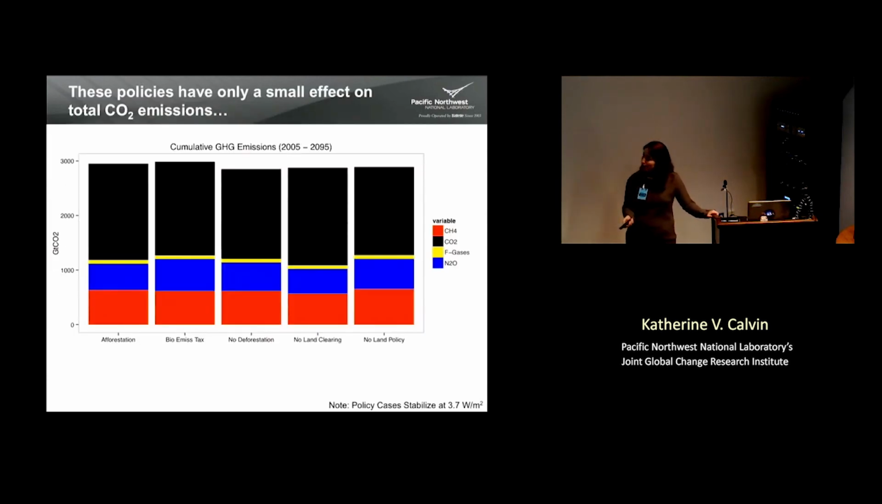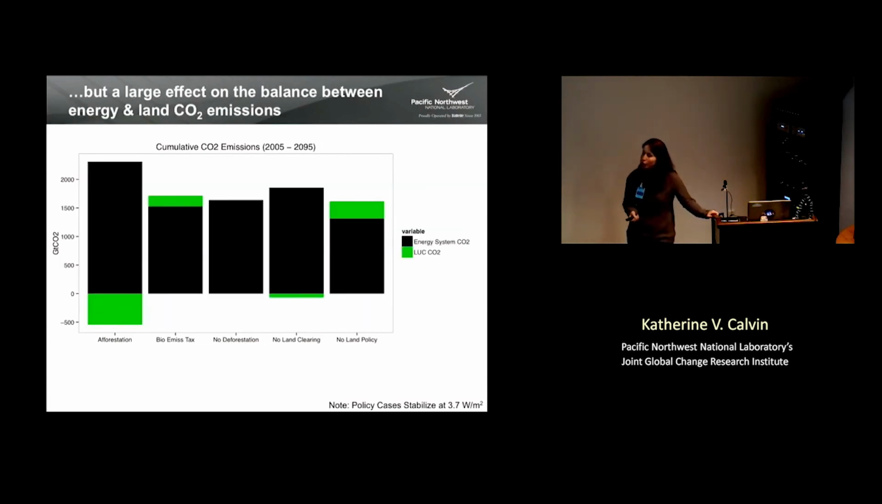And the thing we noticed is there's only a small effect on total CO2 emissions. So this is total cumulative greenhouse gas emissions. There are small effects. So in some of these cases, you have less CO2 emissions and more methane and N2O than others, but it's not really that big of a difference. The big difference actually comes from looking at the balance between energy and land use CO2.